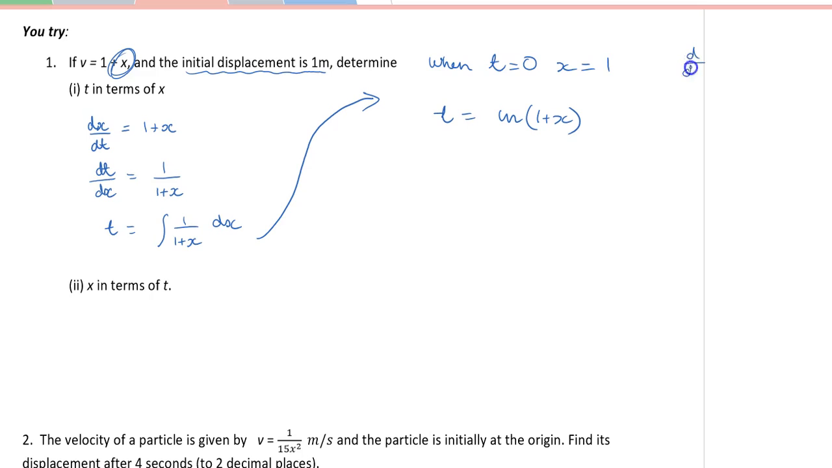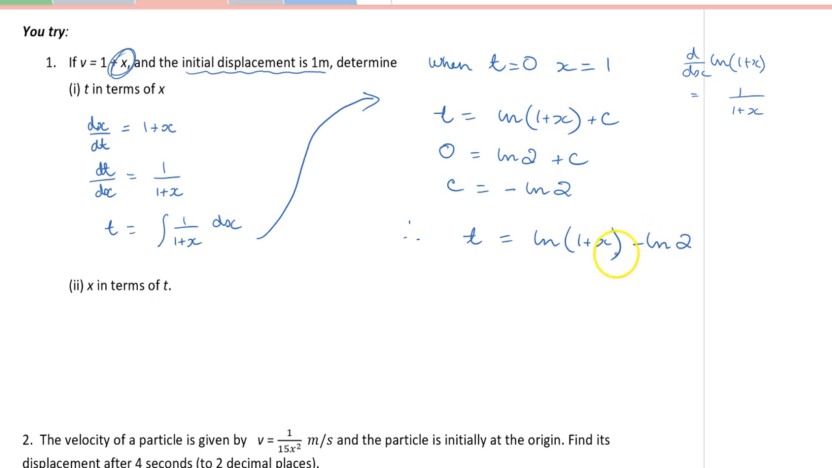Differentiating with respect to x, the log of 1 plus x is simply 1 over 1 plus x, differentiating anything to do with the x, which is just a 1, so it's just 1 plus x. We know that we would have a constant. We then know we must work out the value of the constant. We had that initially the displacement was 1, so we've got the log of 2 plus the constant. That gives the constant the value minus the log of 2. So we have an expression for t in terms of x, and we must get x on its own.